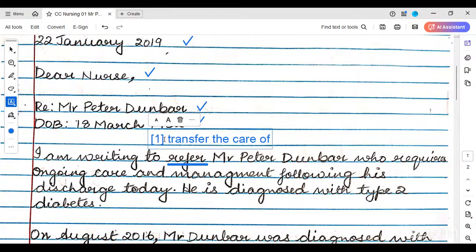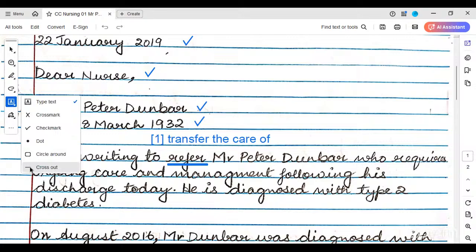So how do you know that it is transfer the care of? The letter is to transfer the patient to the care of community health. So transfer the care of Peter Dunbar, or transfer Mr. Peter Dunbar to the care of your facility. So that's what you can say. The next one, transfer the care of Mr. Peter Dunbar to your facility. Okay. So next point is here.